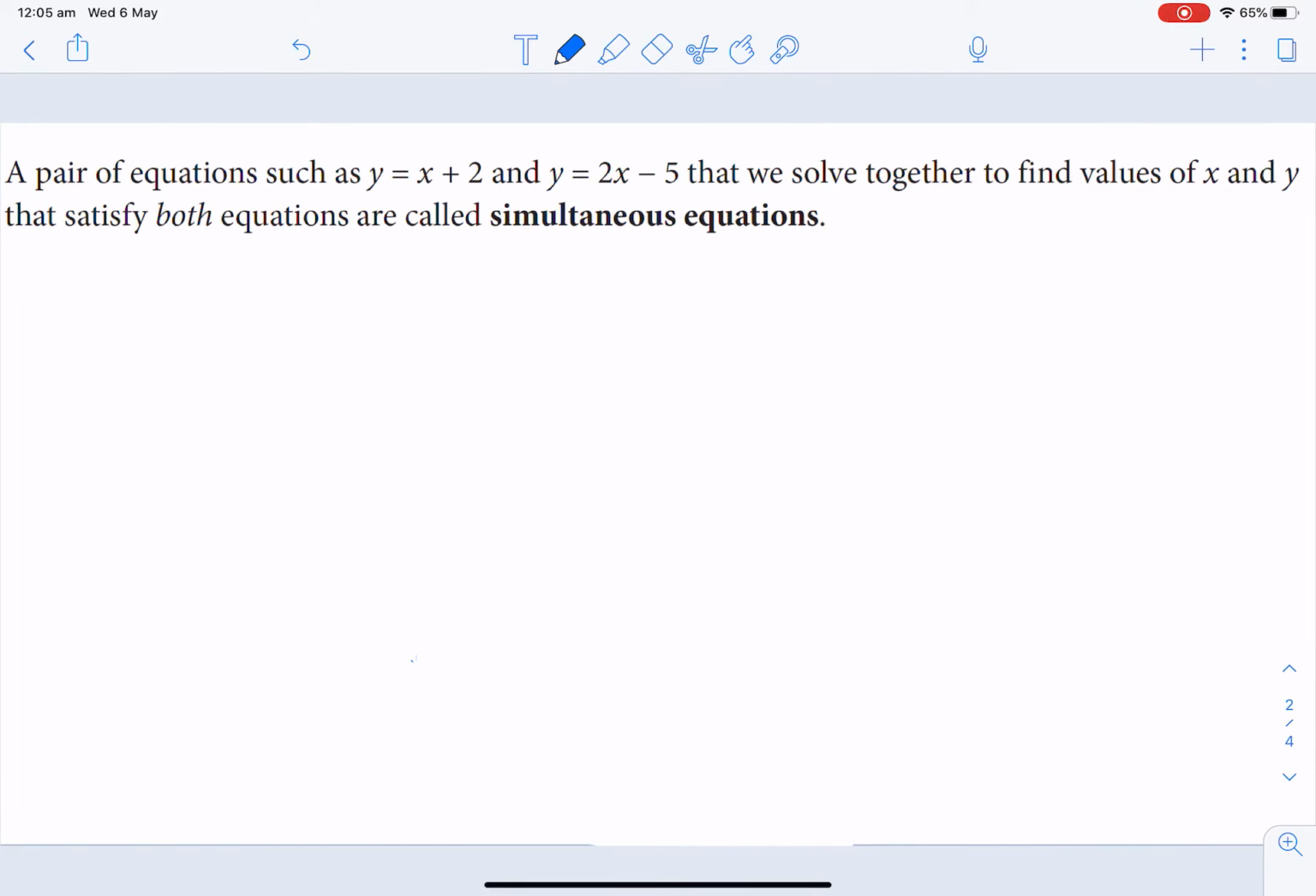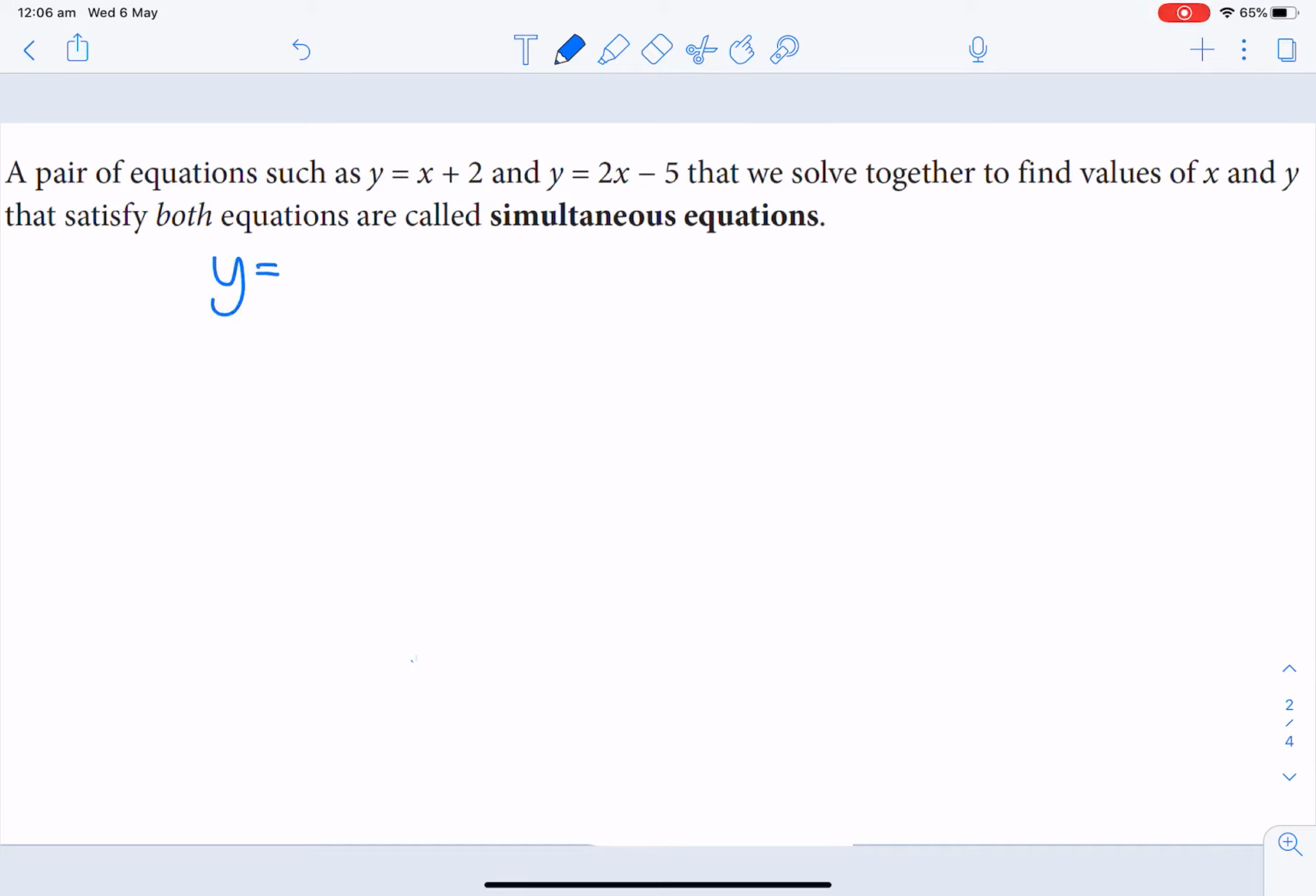A pair of equations such as y equals x plus 2 and y equals 2x minus 5 that we solve together to find values of x and y that satisfy both equations are called simultaneous equations. So, in order to solve a simultaneous equation, we have to find our x value, then substitute that back in again to find our y value.